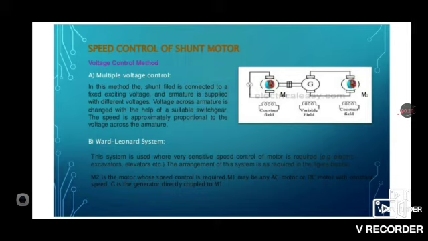Then second one is Ward-Leonard system. This system is used where very sensitive speed control of motor is required. Example, electric excavators, elevators. The arrangement of the system is shown in figure. M2 is the motor whose speed is to be controlled, and M1 may be any DC motor or AC motor with constant speed, and G is the generator directly coupled to M1.